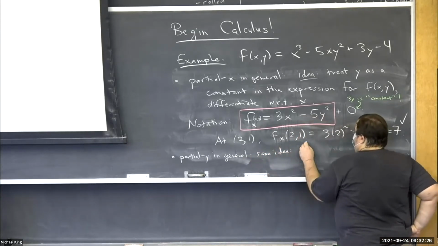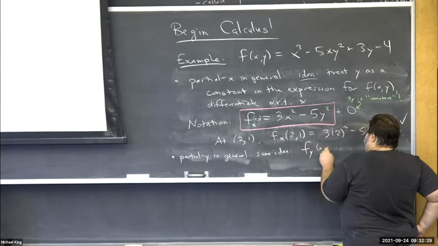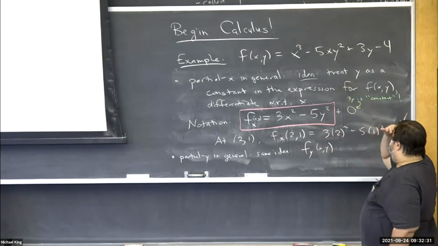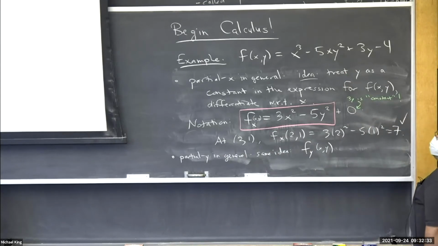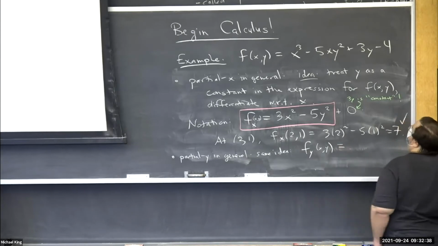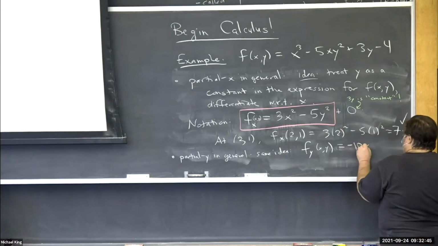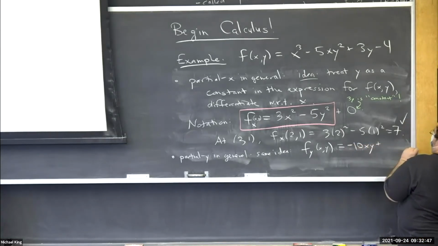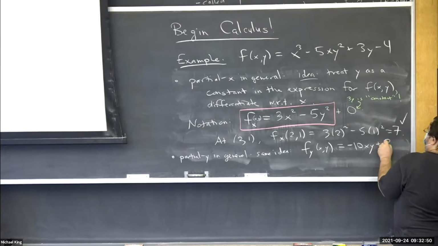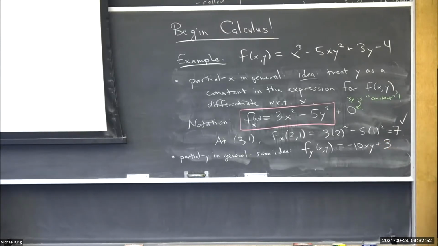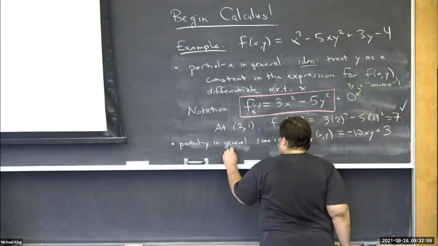So what is f sub y in general? If we differentiate this with respect to y, what happens to the x cubed? Goes away, good. So then the minus 5xy squared becomes negative 10xy. You guys got the hang of it very quickly. Plus 3. Okay, so we treat x as a constant.